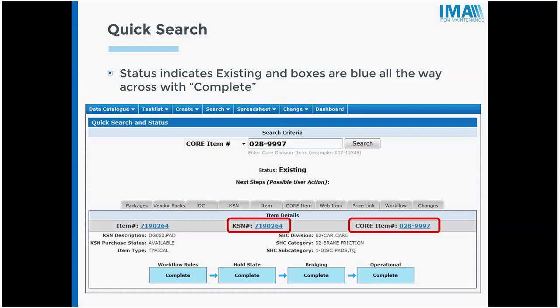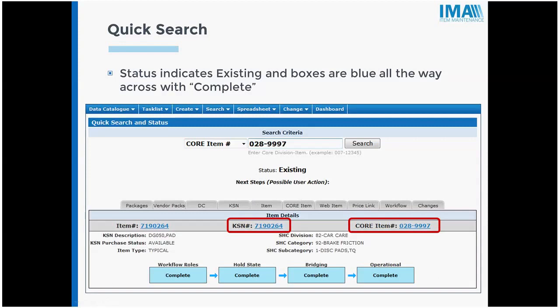In this example, a core item number was selected, and you can see the example that they gave. It's a 3-digit division, the dash, and then the item number. The status for this is existing, and next steps is blank because there are no next steps. This is already operational.